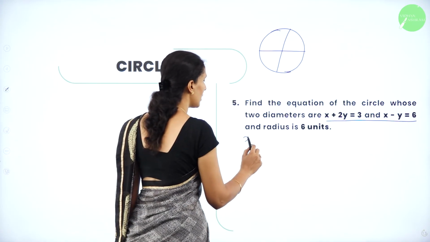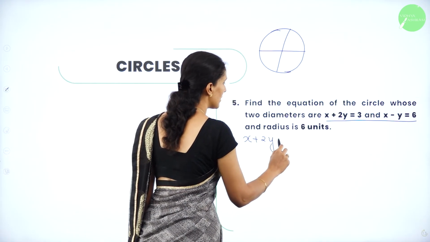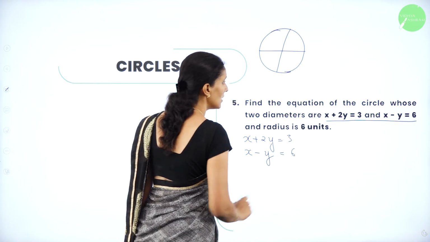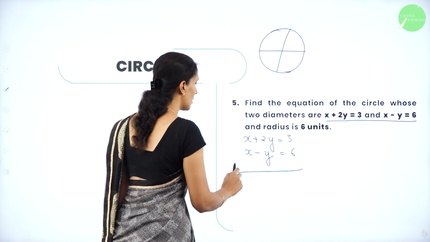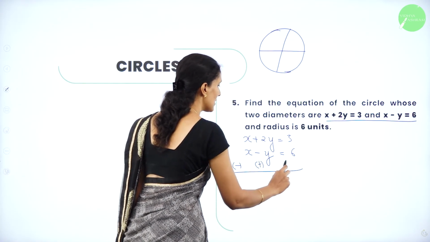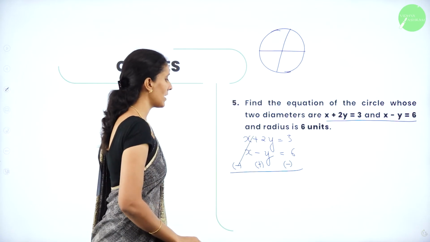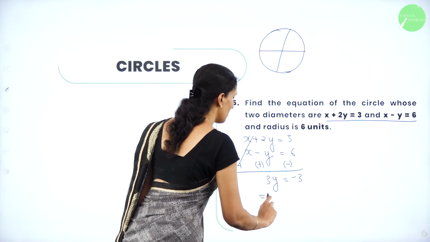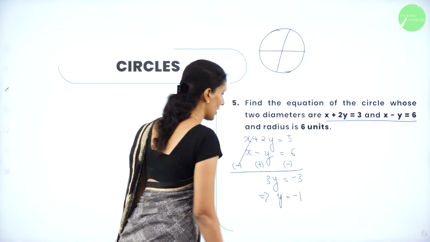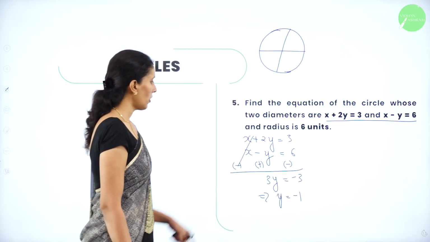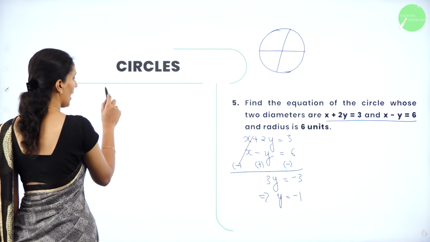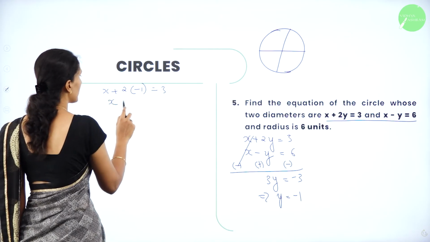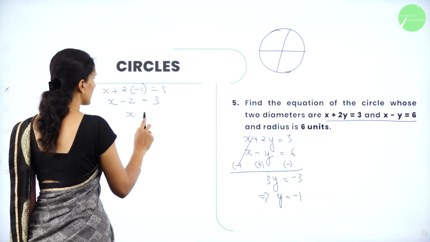Let us take the equations. x plus 2y is equal to 3 and x minus y is equal to 6. We subtract: minus, plus, minus. Plus x minus x cancels. This is 3y is equal to minus 3. This implies y is equal to minus 1. Substitute in any one of the equations. So we have x plus 2 into minus 1 is equal to 3. x minus 2 is equal to 3. x is equal to 5.